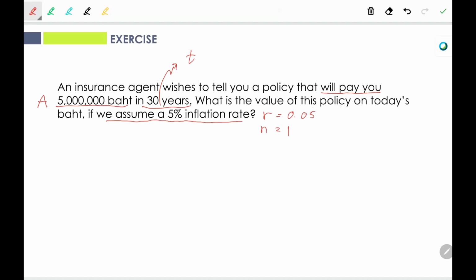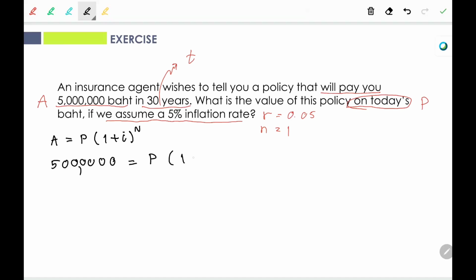What is the value of this policy today? The value of money today is the principal. Okay, from our knowledge, the future value is equal to present value times 1 plus i to the power of n. A is 5 million baht. P is the unknown that we want to know here. i comes from r over n to the power of nt. r is 0.05, n is 1, n times t.